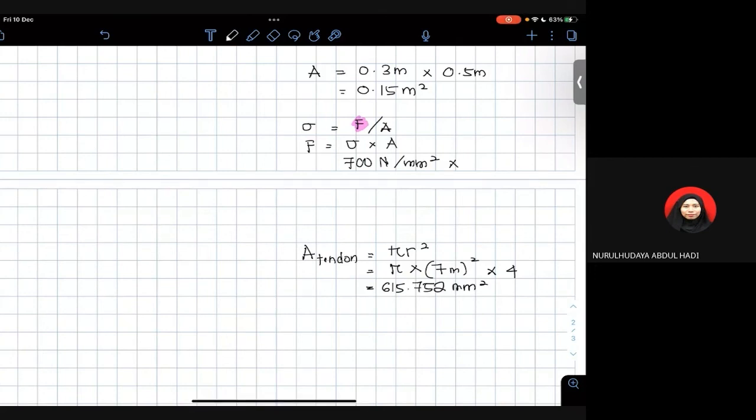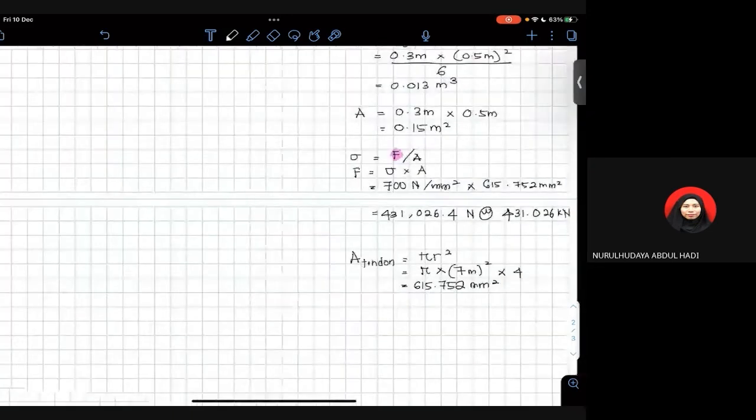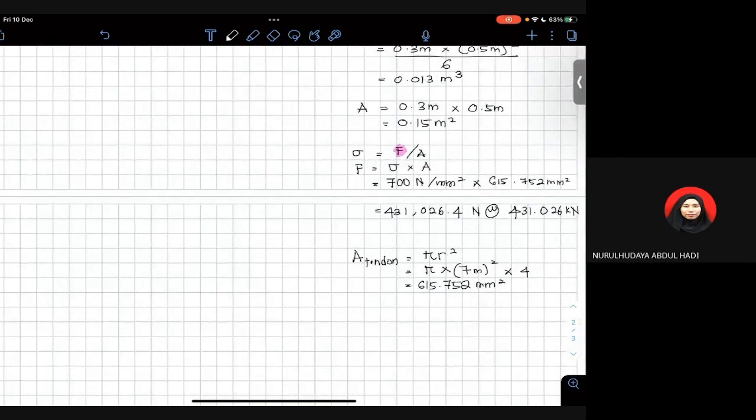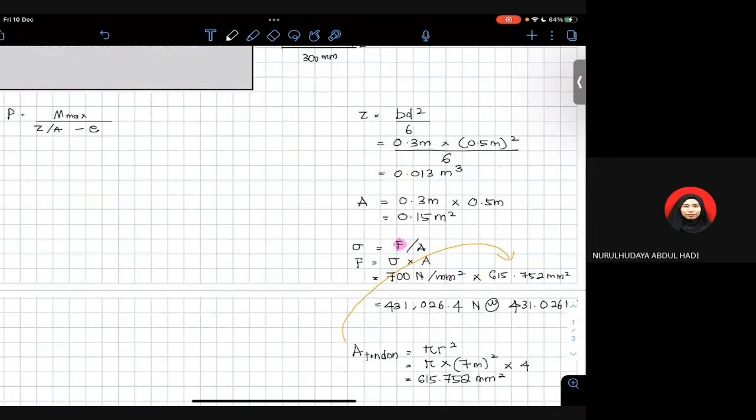615.752. This value you boleh masukkan dalam nak dapatkan F dekat sini. The force, I punya jawapan 431,026.4 Newton. Kita tukar dia into kilonewton. 431.026 lah kilonewton. Okay, so itu adalah kita punya minimum pre-stressing force. So kita boleh masukkan value F kita ni ganti dalam P. Okay, sebab dia adalah force.